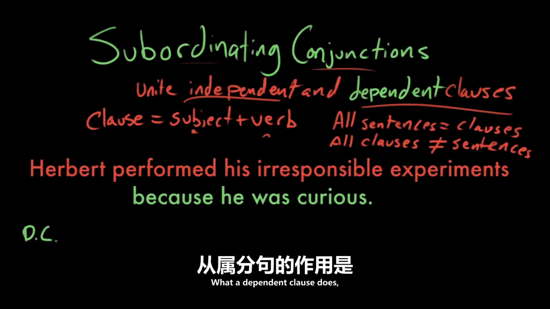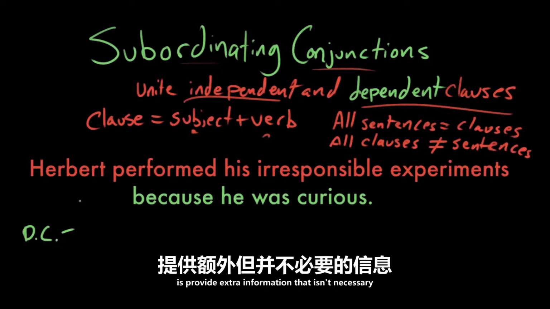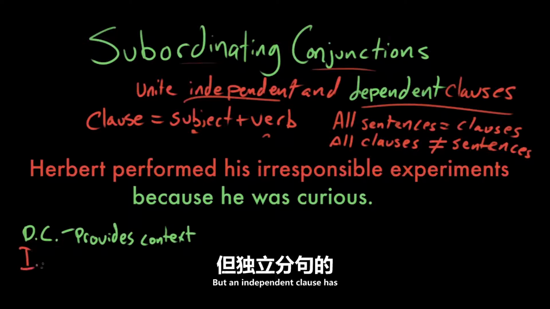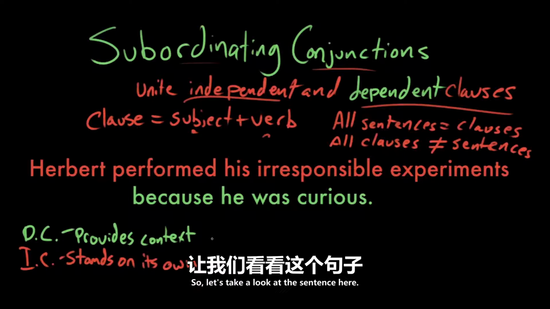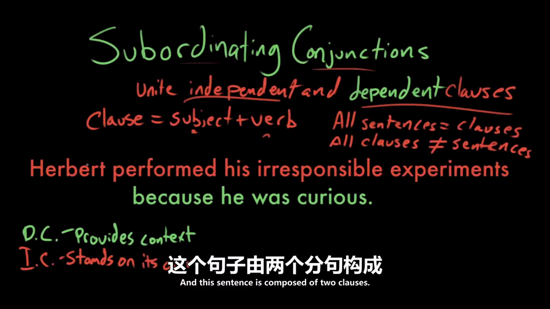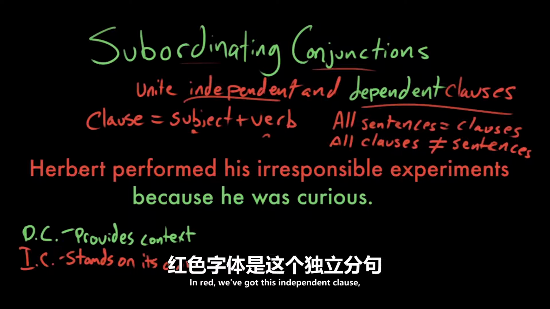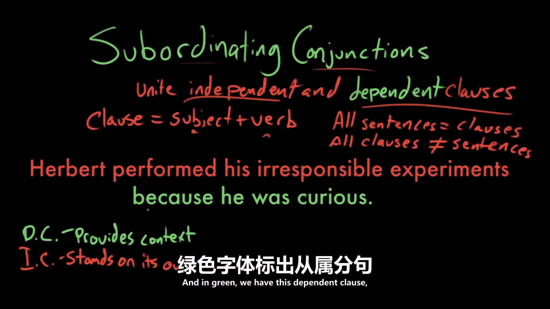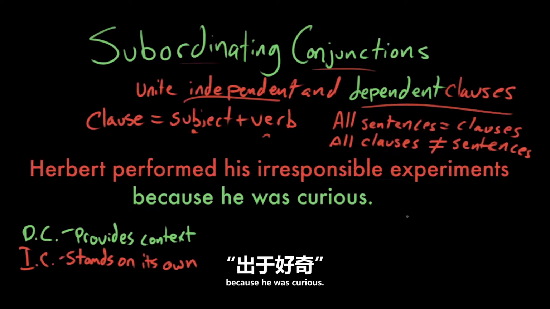What a dependent clause does is provide extra information that isn't necessary to the understanding of the sentence, right? But an independent clause has to be able to stand on its own. So let's take a look at this sentence here. Herbert performed his irresponsible experiments because he was curious. This sentence is composed of two clauses. In red, we've got this independent clause: Herbert performed his irresponsible experiments. And in green, we have this dependent clause, because he was curious.